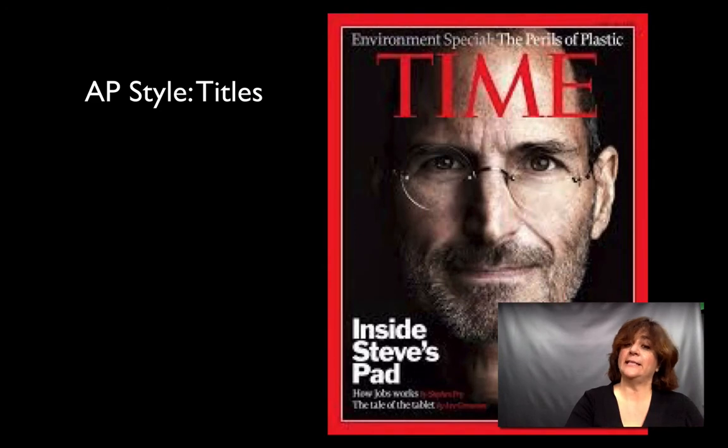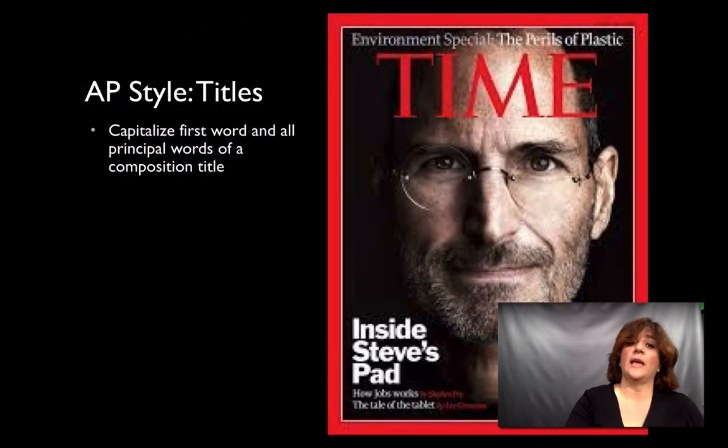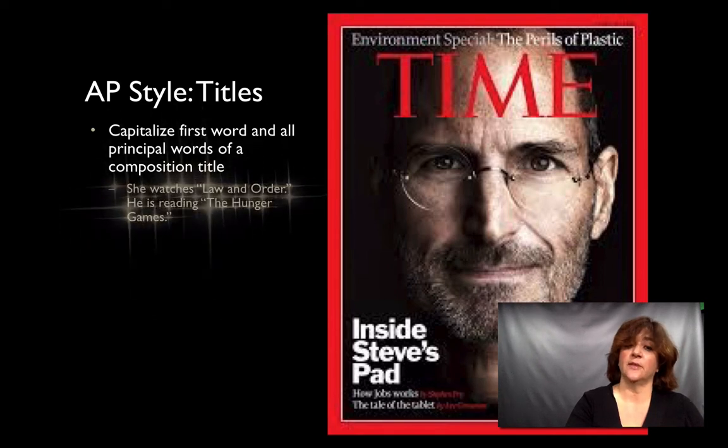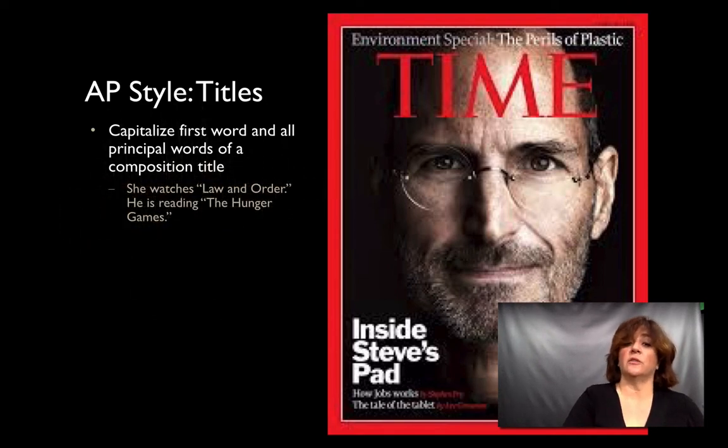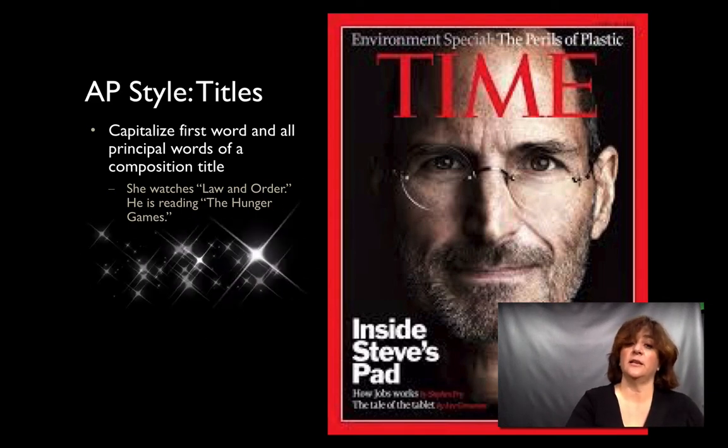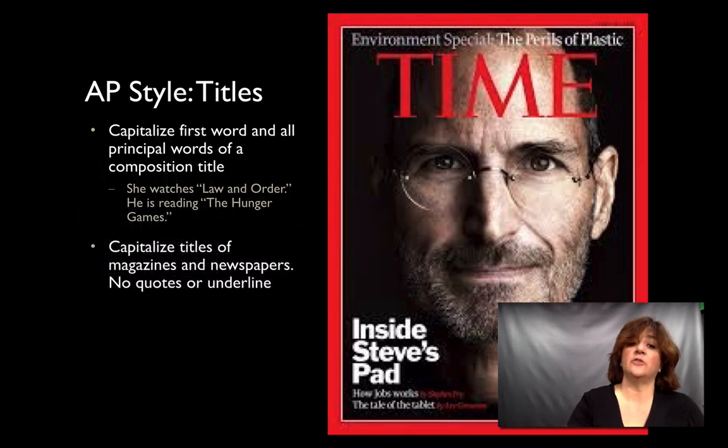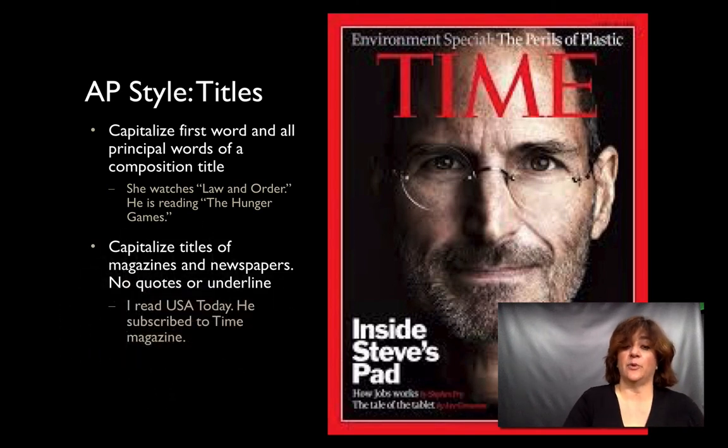Now, what about magazine titles? We capitalize the first word and all principal words of a composition title. So, for example, she watches Law and Order, he's reading The Hunger Games. Again, both of those things would be put into quotes, but we would capitalize them as indicated. Capitalize the titles of magazines and newspapers, but we do not put quotes or underlines when doing that. So here's the example here. I read USA Today. He subscribed to Time magazine.